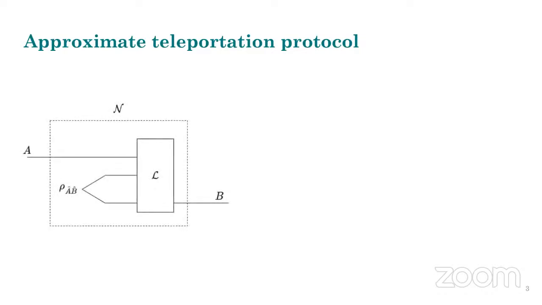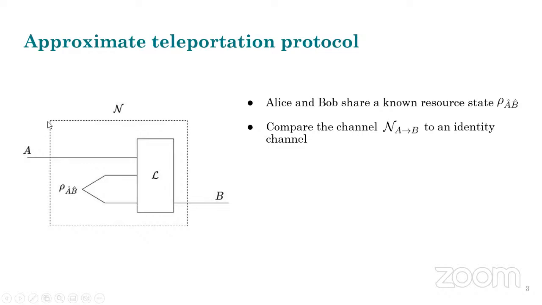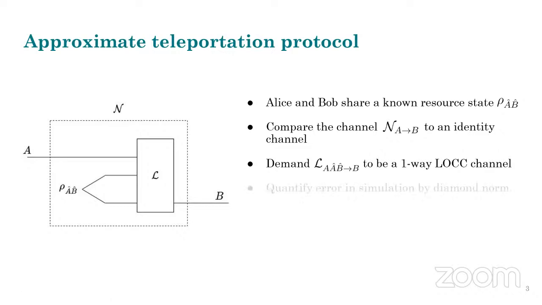So the approximate teleportation protocol looks something like this, where Alice has to send a state to Bob, and they share a known resource state, rho A hat B hat, and they're going to use a channel L to simulate an identity channel with this. So this overall channel N has to be as close to the identity channel as possible, and they're restricted to use only one-way LOCC communication. So L has to be a one-way LOCC channel. Only Alice can send classical information to Bob, and they both can apply local operations.